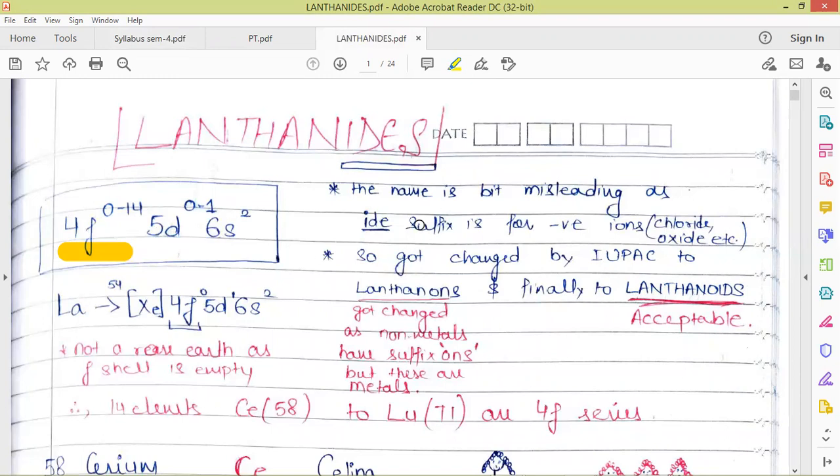So let us start with the name. Lanthanides is a bit misleading as it ends with "ide." The suffix "ide" is used for negative ions. So this was changed by the IUPAC nomenclature system to lanthanons. But lanthanons was again misleading because the suffix "ons" is for the non-metals in the periodic table. So finally it got changed to lanthanoids, which is the most acceptable and actual name for lanthanides. But generally we use lanthanides, so both are acceptable, lanthanides and lanthanoids.